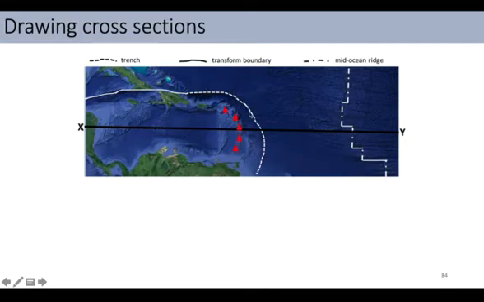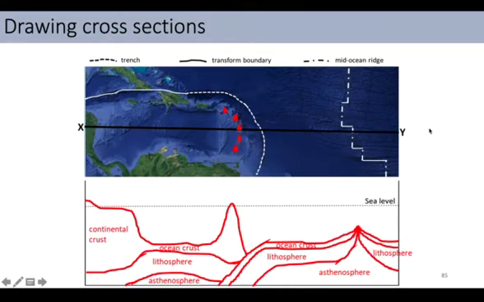Here we have a trench, this dashed line. The trench is next to a volcanic island chain here, and then the mid-ocean ridge. So the mid-ocean ridge is offset, remember, by little transform boundaries, but our cross-section is going from X to Y. It's going to cross right through that mid-ocean ridge. So if you were to draw it, we would see our continental crust, and you'll notice that this is very shallow because this is still our continental crust.